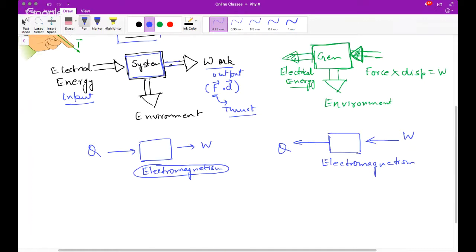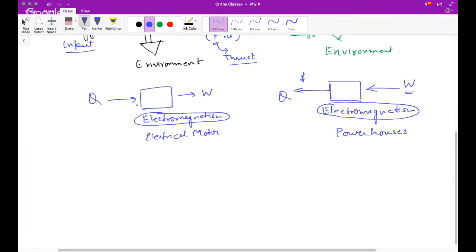Not 100% conversion is there, that is for sure, but you can kind of change the form in which energy is. So here you were doing some mechanical work, which gets converted into electrical energy. Example, powerhouses, where electricity is produced. And there are so many examples. The electrical motor is one.